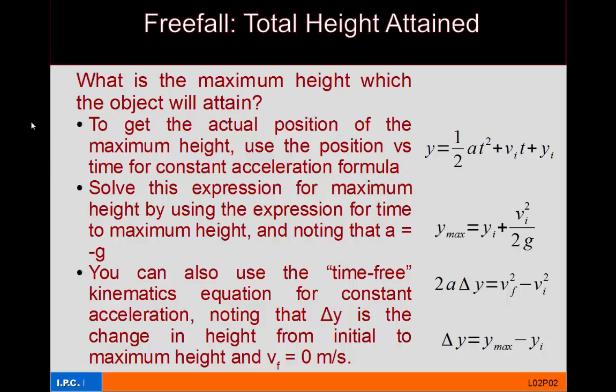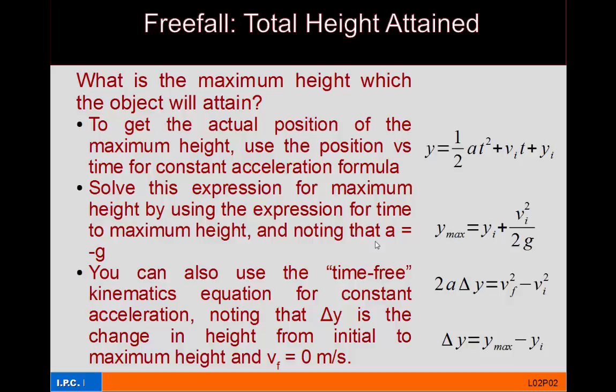The other thing that you might solve for in a free fall problem is the total height attained. Basically, the total height attained is solved for using some combination of these equations that you have. So you want to get the actual position at the maximum height. Maybe you know what the time is at which it's at maximum height because you did that in a previous step. So you could plug into this equation and get what the height is at that point.